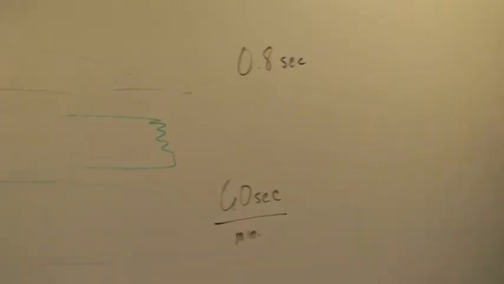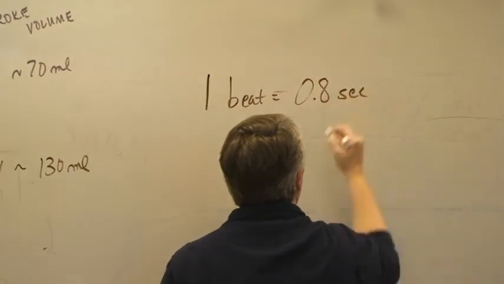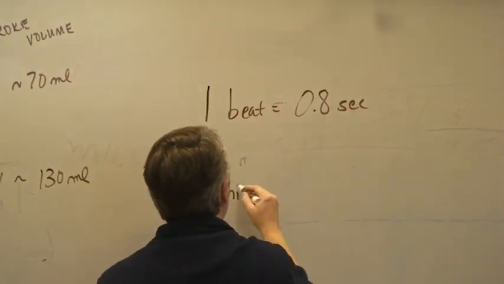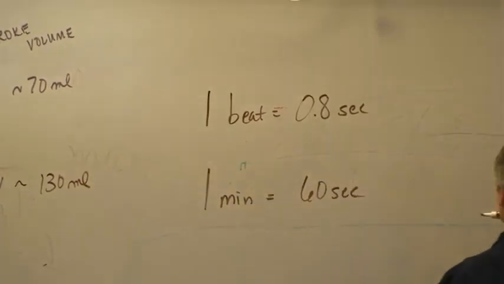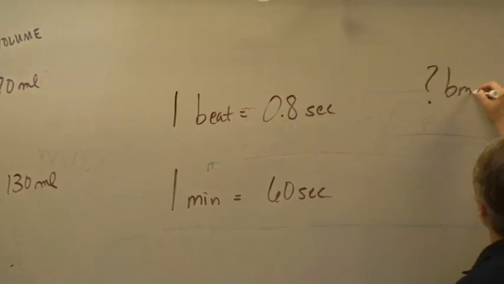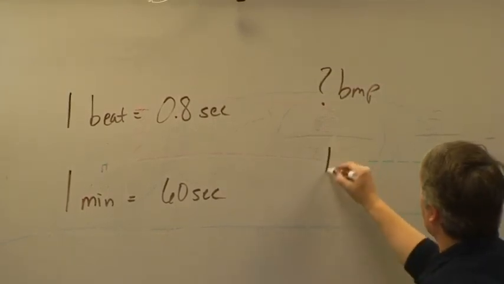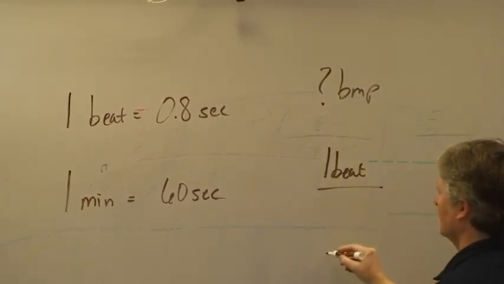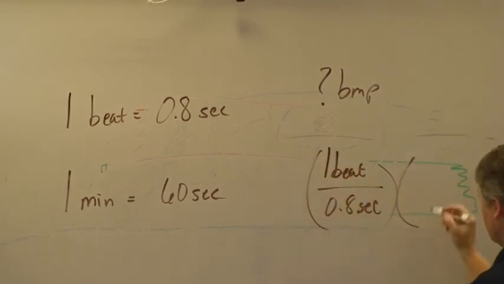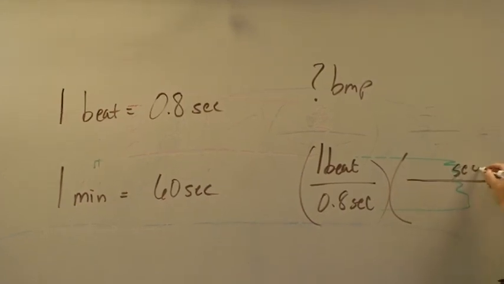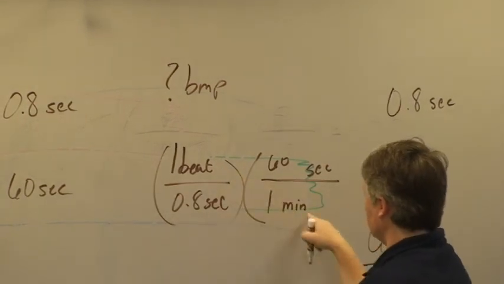A heartbeat, let's say one beat equals 0.8 seconds. And 1 minute equals 60 seconds. So let's see. How many beats per minute? That's what I'm trying to figure out. Follow me? Okay, so let's see. One beat, 0.8 seconds. Seconds are on the bottom, we've got the seconds on the top here. 60 seconds into 1 minute. That will give you beats per minute. See that?